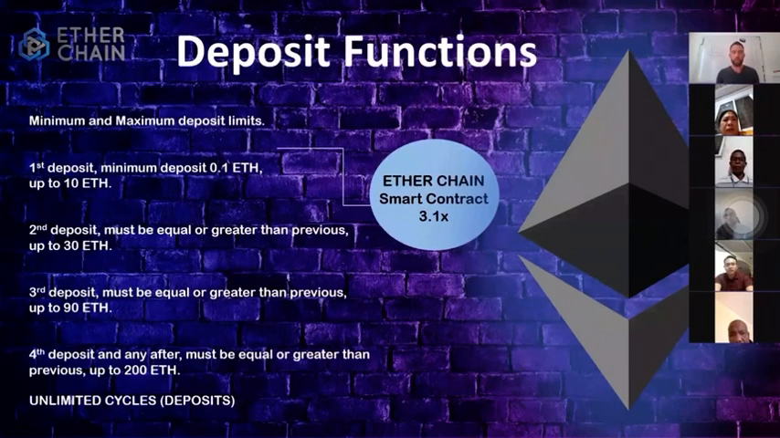Now, the second one needs to be equal or greater than the previous, and you can now deposit all the way up to 30 Ethereum. The third deposit needs to be equal or greater than the previous, up to 90. And the fourth and any after, meaning there's unlimited deposits, needs to be equal or greater than the previous, up to 200. So 200 is the maximum amount that you can support the community fund with at once, but you can support the fund unlimited times. Receive the 310, support it again. Receive the 310, support it again. That is the genius king about Etherchain.